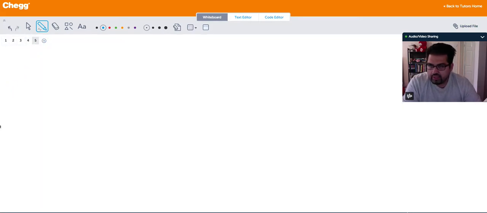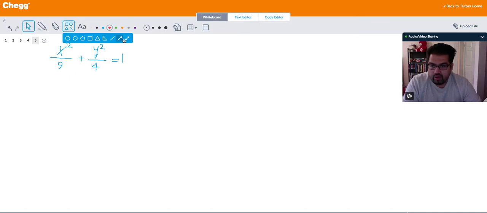So I'm going to go to the next page. Let's graph an ellipse with the equation x squared over 9 plus y squared over 4 equals 1. As I mentioned, because the denominator of x squared is larger, that means it's a horizontal ellipse.